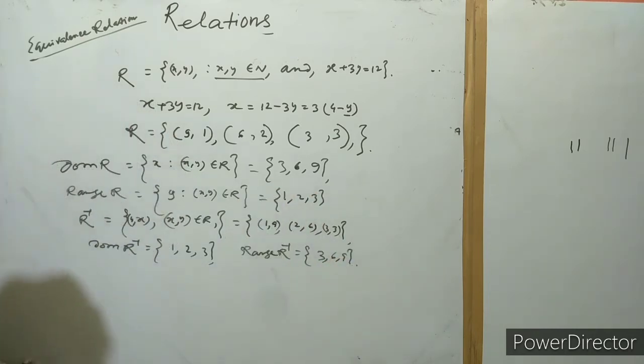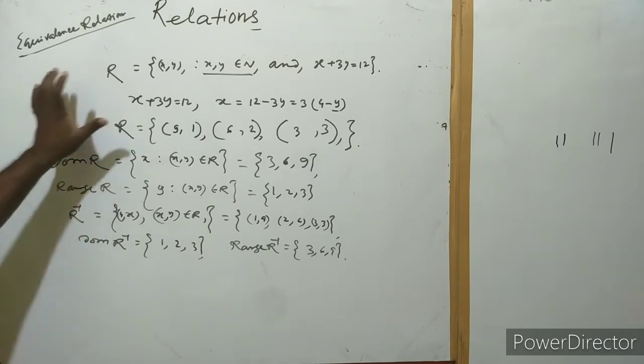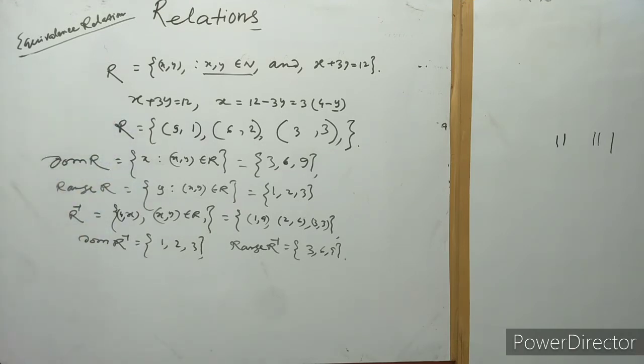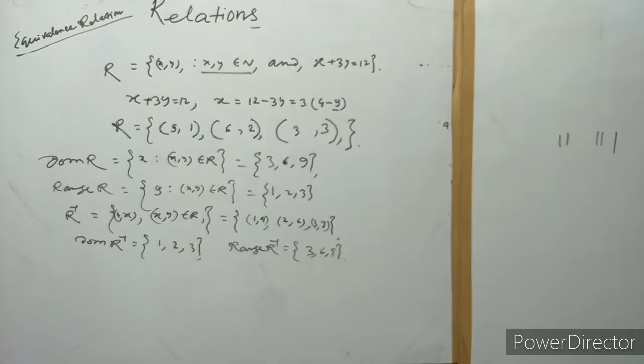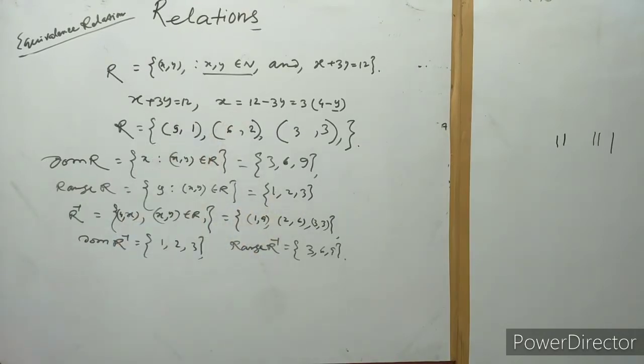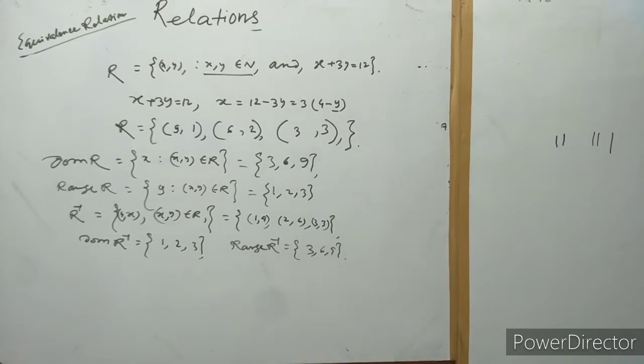Okay, see carefully. I repeat this question here. The relation is given, and the logic is x plus 3y equal to 12, and we find here x is equal to 12 minus 3y, which is 3 times 4 minus y, so the relation is this. Okay, so the domain and range are this, the inverse relation is this, and the domain and range of the inverse relation are that.